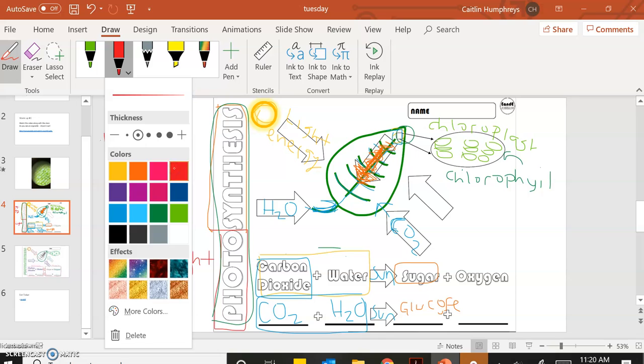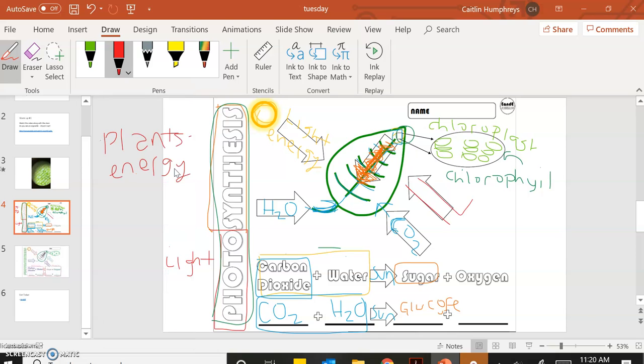The waste product of a plant, sorry, this air is supposed to be going this way. The waste product of a plant is oxygen. So just how we breathe out carbon dioxide, plants breathe out or waste oxygen. So first off, these are called the products.